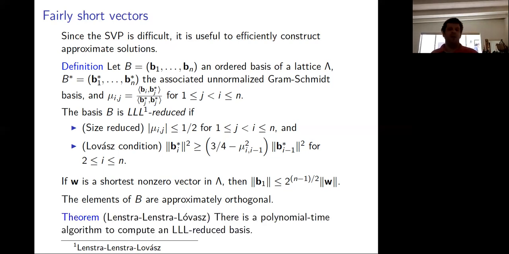Now, along with the definition and what they proved, they actually found an algorithm, and it's a polynomial time algorithm to compute an LLL reduced basis. So this is how you can get at least an approximately short vector.